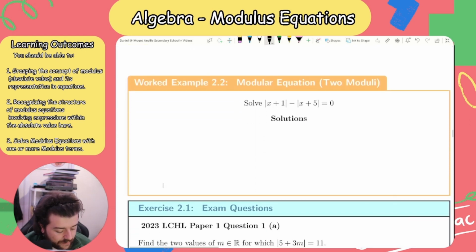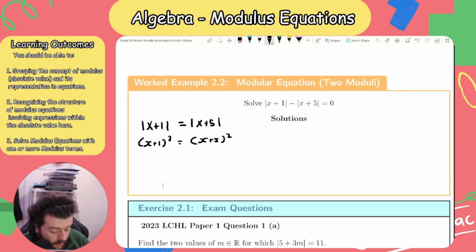So this one here is a double modulus. I have two modulus here, so I have to use my second method of squaring what's in my modulus. So I have the absolute value, or the modulus, of x + 1 is equal to the modulus of x + 5. Square both sides.